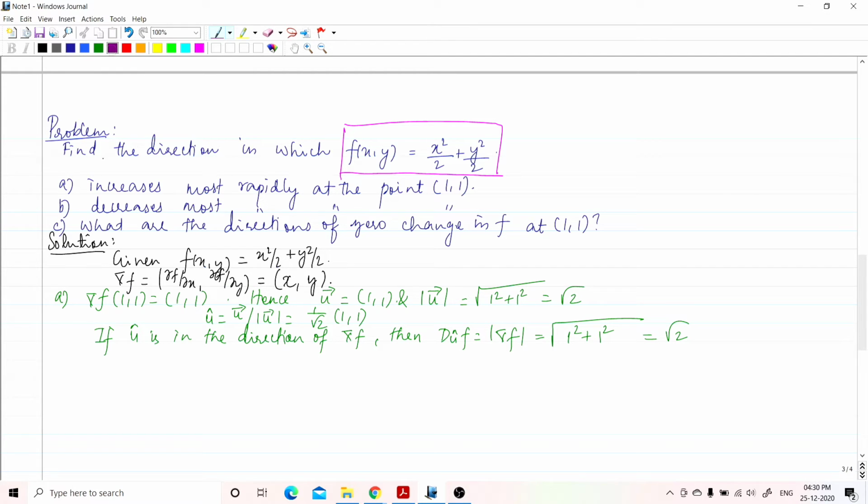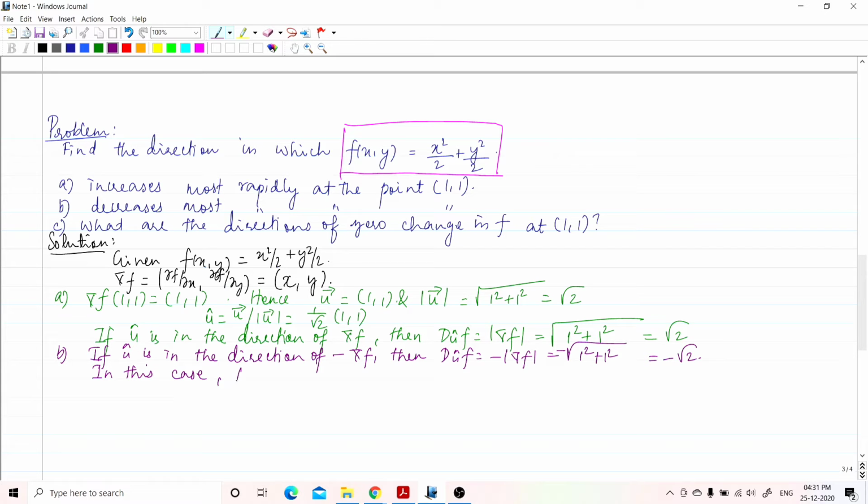Similarly, if you try to identify your minimum one, then if u cap is in the direction of minus del f, then your D_u f is going to be minus times this quantity. This is minus under root 1 square plus 1 square, which is minus under root 2, and in this case the directional derivative decreases most rapidly.